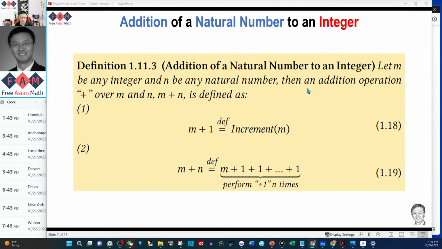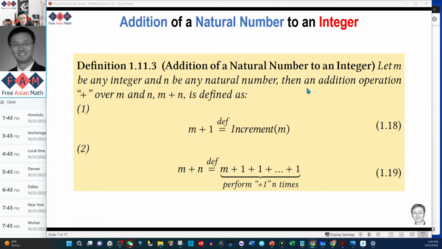Okay, with this, now we are ready to define addition of a natural number to any integer, not just to another natural number. Why? Because now the increment, capital I increment, is well defined for all integers, not just limited to natural numbers. Therefore, whenever we need to add some natural numbers, it doesn't matter where you begin on the number line. It could be on the right-hand side of 0, could be 0 itself, or could be a negative number. That's the beauty of this more generalized definition of addition.